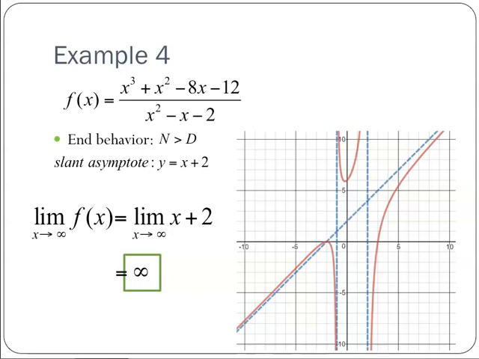So those were 3 examples of all 3 cases of the different end behaviors, and how you would determine, based on the end behavior, what the limit of the function is as x approaches infinity.